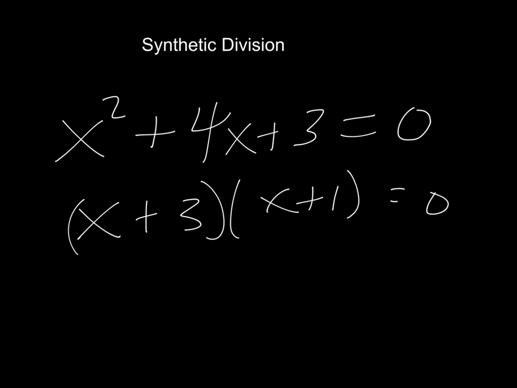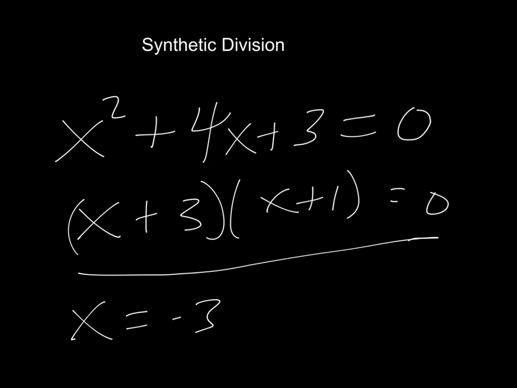So what values of x make this true? Any value of x that makes either factor equal to 0 will make the entire expression equal to 0. So here, x equals negative 3. If I substitute negative 3 in here, then that makes this factor equal to 0. Or over here, x equals negative 1. And by substituting this value in here, that makes that factor equal to 0. So this is how I determine the two roots of this particular function.